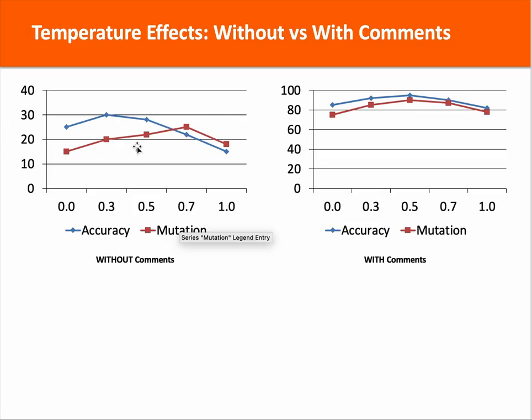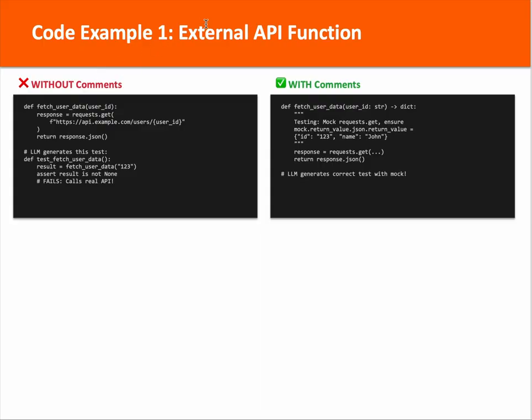Now, enough with the graphs and charts. I want to show the real code example in here. This one is about the external API calls. On the left, you see that we did not provide any comments. And on the right side, we provided a docstring which basically shows the LLM what to do and how to test. So this kind of context is already given here.